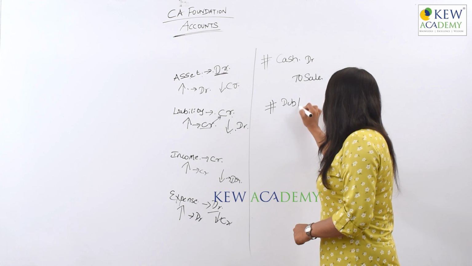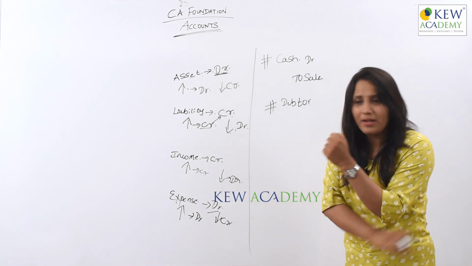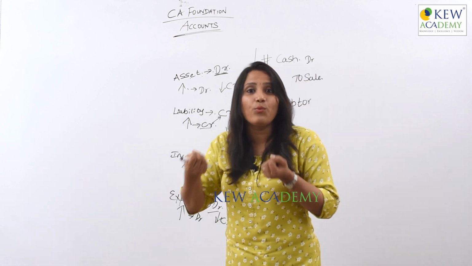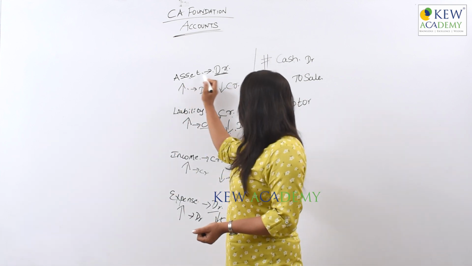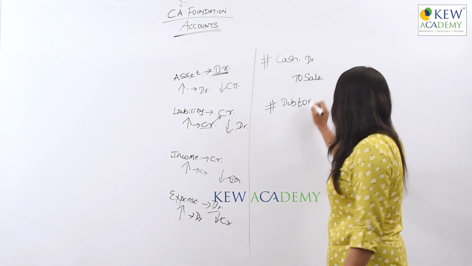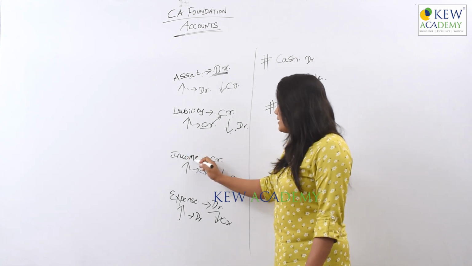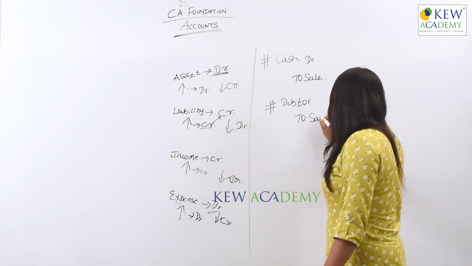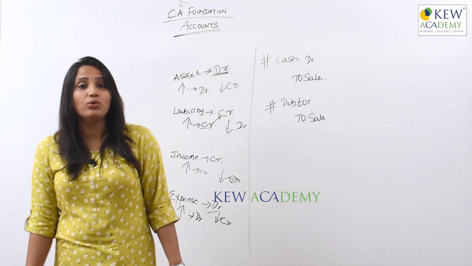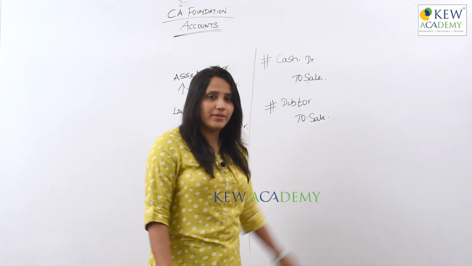That receivable, I call him a debtor. Tell me, who is a debtor? Debtor is a person from whom money is receivable. So receivable is an asset, and an asset I will debit. Now tell me, debtor account debit to sales. Sale is an income for us. Income will be having a credit balance. That's why, debtor account debit to sales account. Everyone knows this journal entry, right?